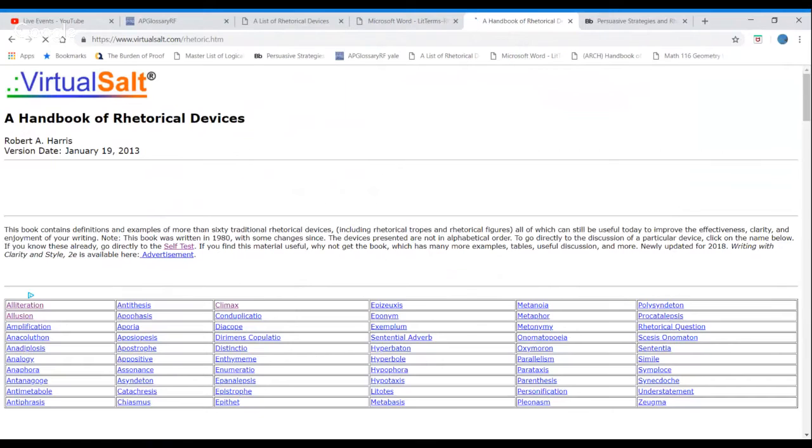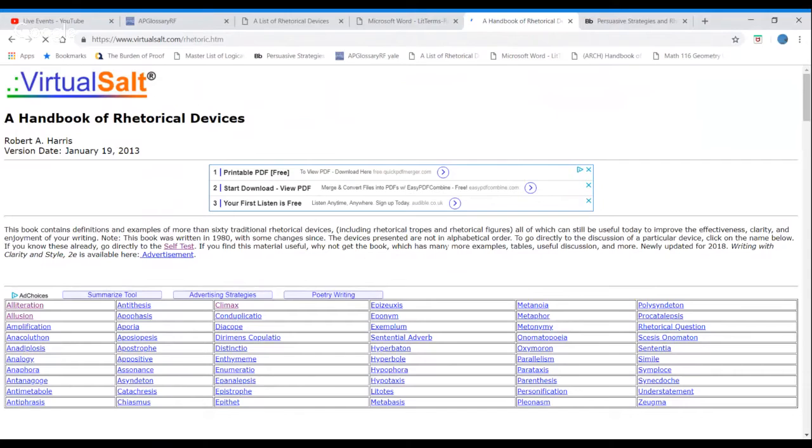This book contains definitions and examples of more than 60 traditional rhetorical devices, including rhetorical tropes and rhetorical figures, all of which can still be useful today to improve the effectiveness, clarity, and enjoyment of your writing. Note, this book was written in 1980, but with some changes since. Devices presented are not in alphabetical order. To go directly to the discussion of a particular device, click on the name below. If you know these already, go directly to the self-test. If you find this material useful, why not get the book, which has many more examples, tables, useful discussions, and more. Newly updated for 2018, with clarity and style, 2E is available here.